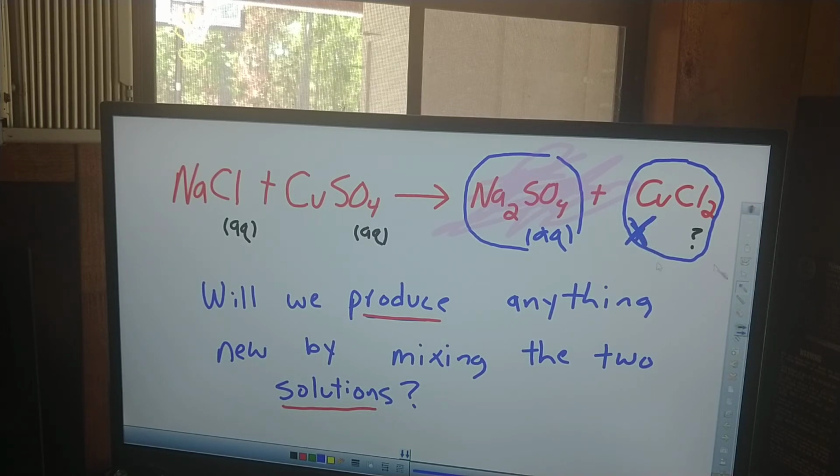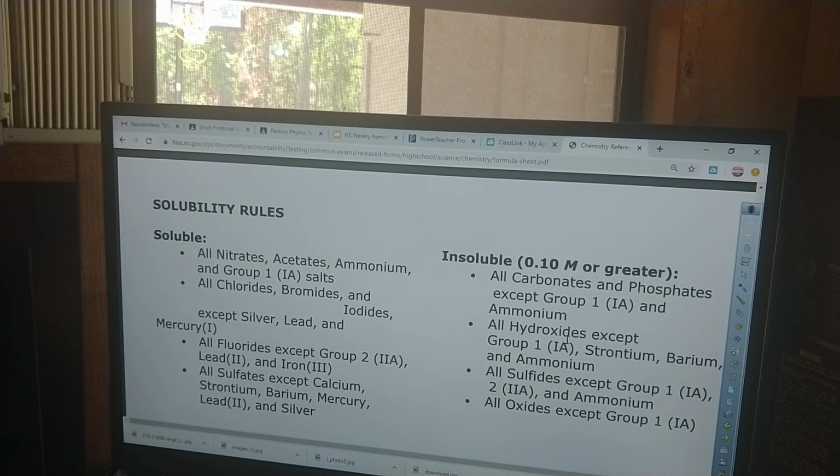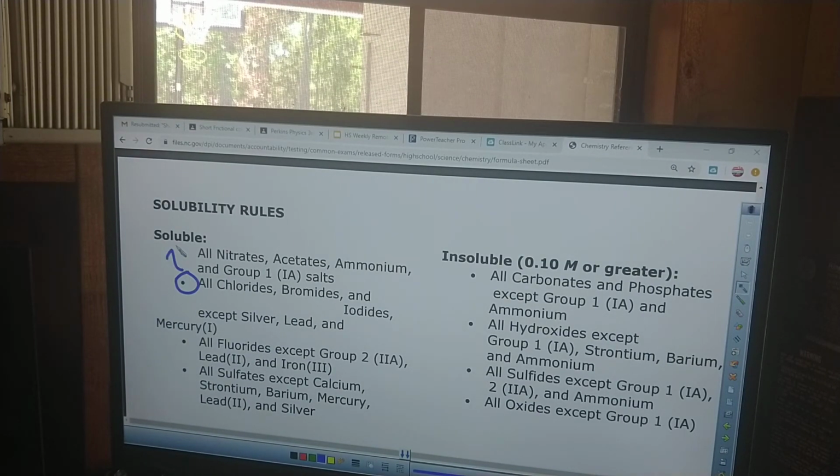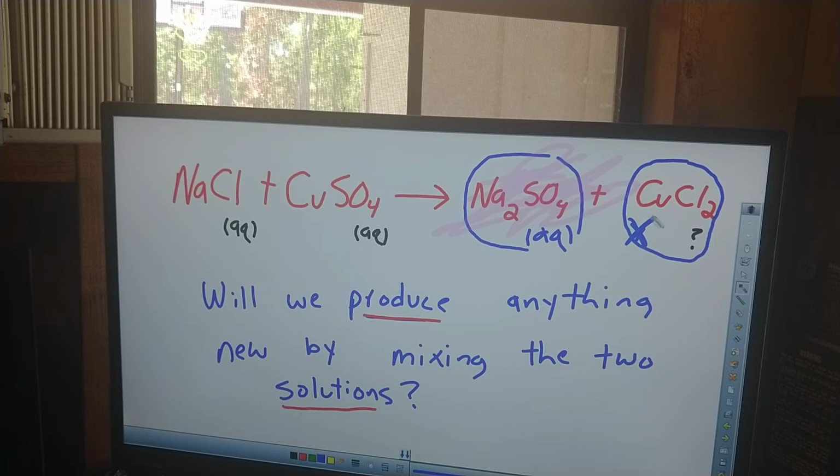Let's look up our chlorides, okay? Uh-oh. Oh, my board is freaking out. Hang on. See if I can get to work with the pen. There we go. Let's look up our chlorides. Okay. Boom. Chlorides right here. All chlorides are soluble except silver, lead, and mercury. Well, in our problem we have copper chloride, so guess what? That's soluble. That would also be aqueous.